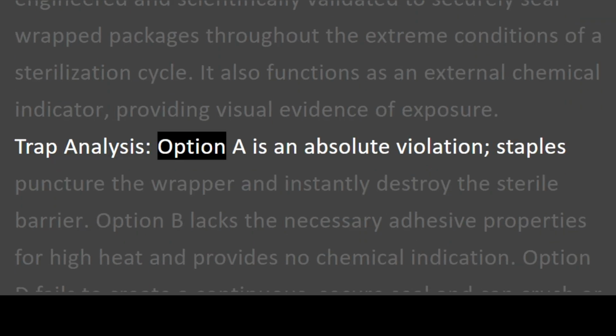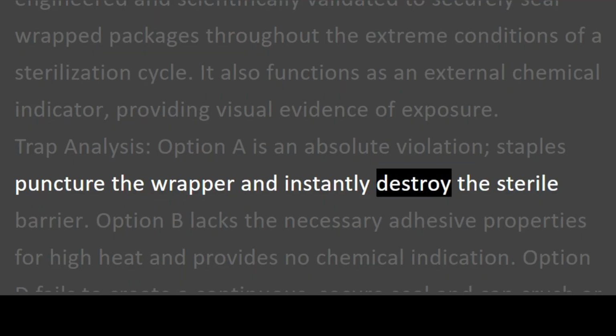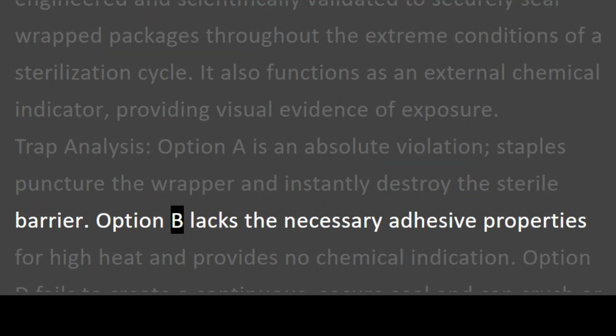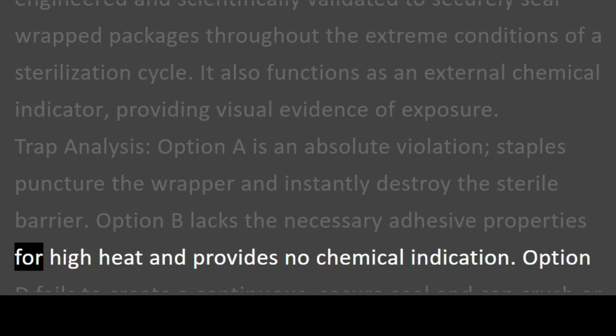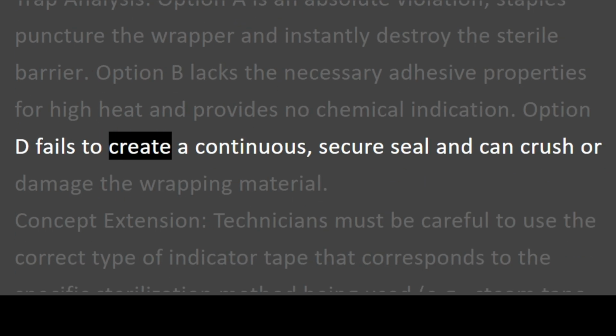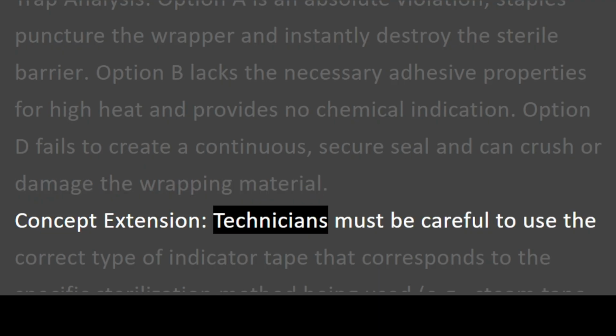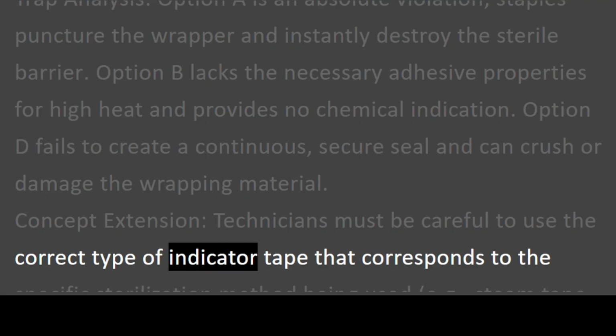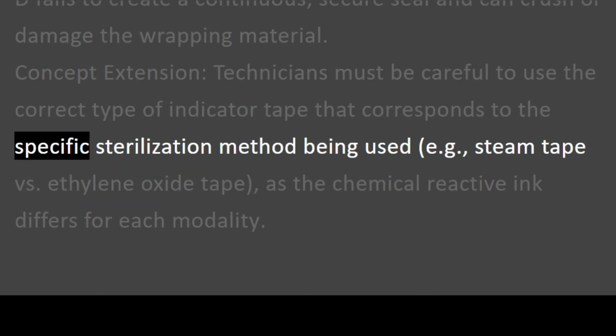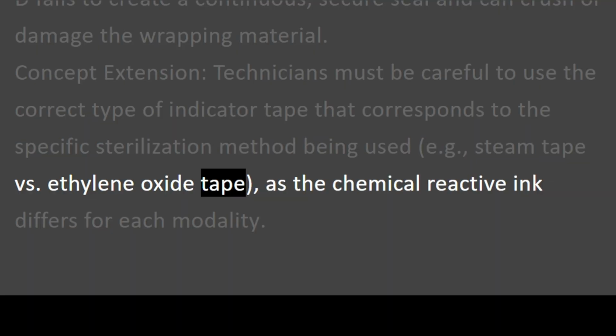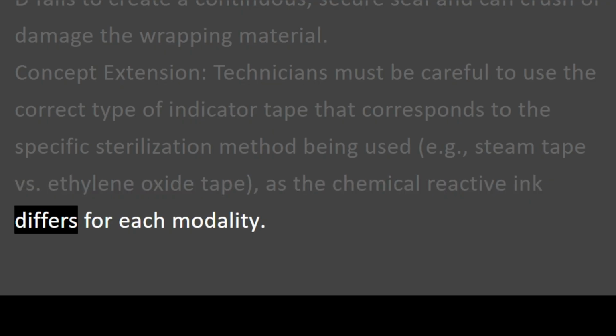Trap analysis: option A is an absolute violation. Staples puncture the wrapper and instantly destroy the sterile barrier. Option B lacks the necessary adhesive properties for high heat and provides no chemical indication. Option D fails to create a continuous, secure seal and can crush or damage the wrapping material. Concept extension: technicians must be careful to use the correct type of indicator tape that corresponds to the specific sterilization method being used, e.g., steam tape versus ethylene oxide tape, as the chemical reactive ink differs for each modality.